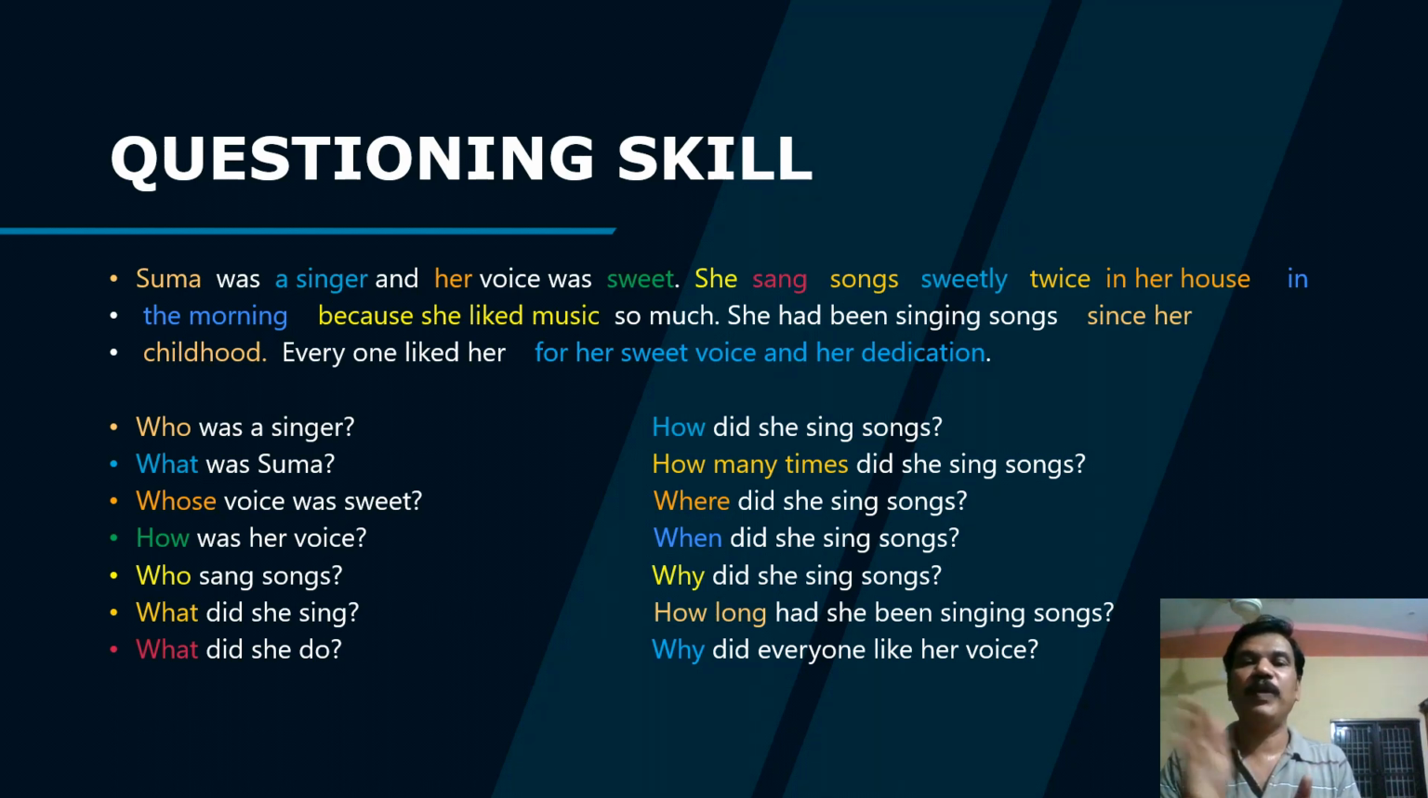Next, sweetly. How did she sing songs? Sweetly. She sang songs sweetly. I already taught you many tenses, how to make interrogative and negative sentences, yes or no questions and WH questions, so you have a good idea. Twice. How many times did she sing songs? In her house. Where did she sing songs? In the morning. When did she sing songs? Because she liked music. Why did she sing songs? Next, since her childhood. How long had she been singing songs? Next, for her sweet voice and her dedication. Why did everyone like her voice?